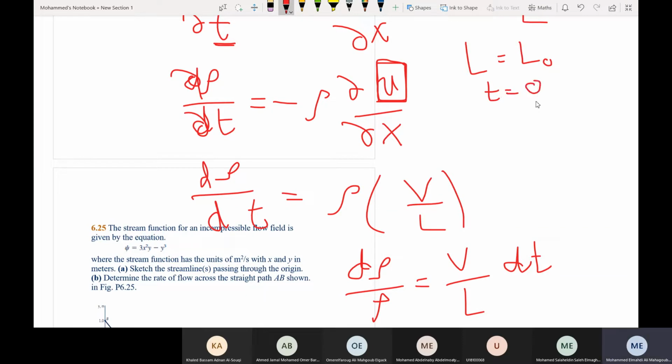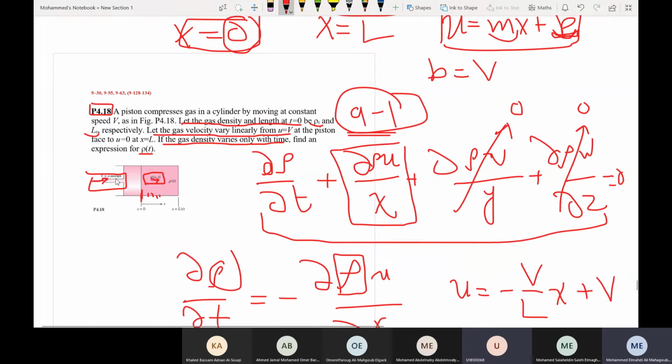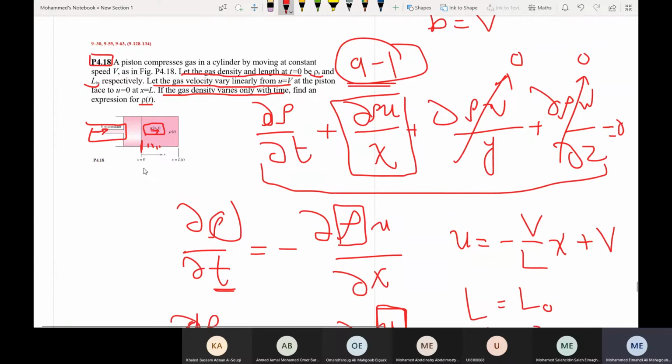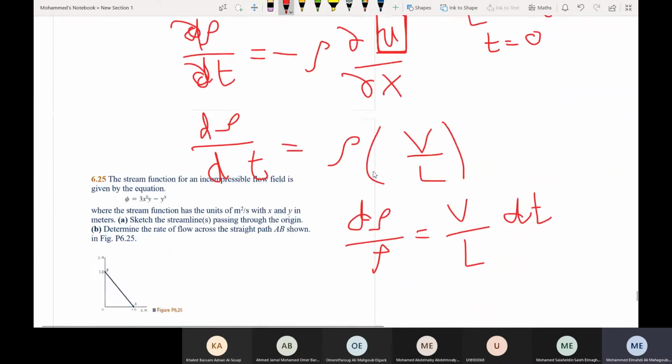And we know that the piston moves with a constant speed, okay? The piston moves with a constant speed. It's given already, written: V is equal to constant. The piston movement, not the velocity of the gas, the piston movement is constant.